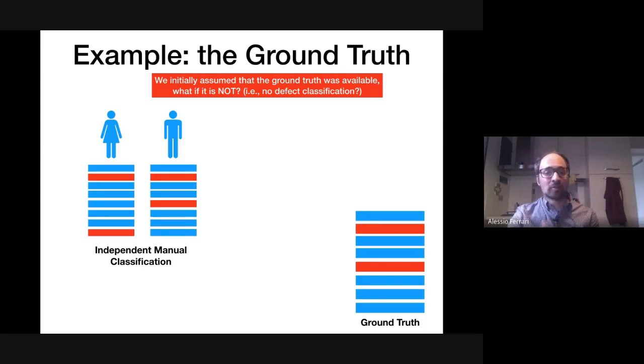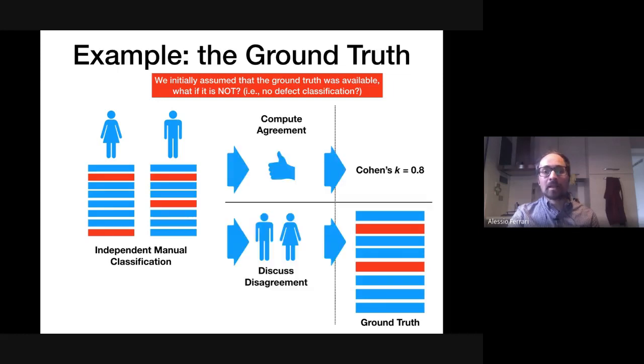You have two subjects analyzing them. Then you compute the so-called agreement. So in how many cases do they agree? Do the independent people agree? There are strategies, for example, Fleiss kappa and Cohen's kappa, to evaluate the agreement, and that gives you an indication of the degree of agreement between the two people.